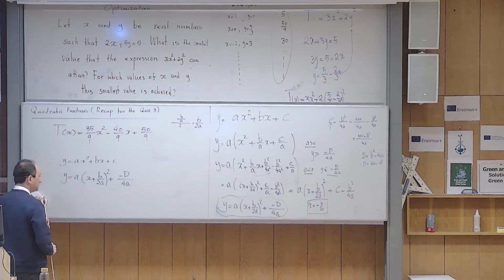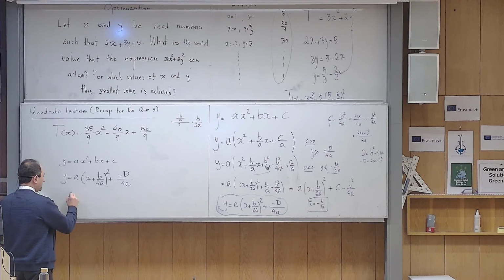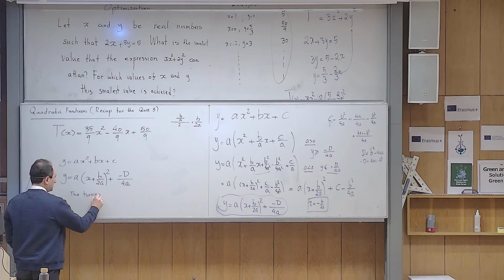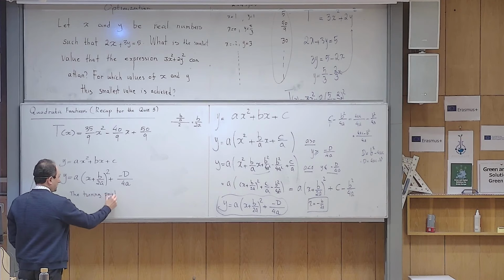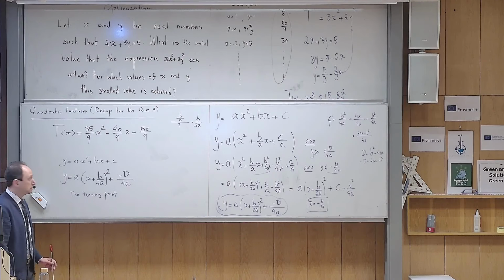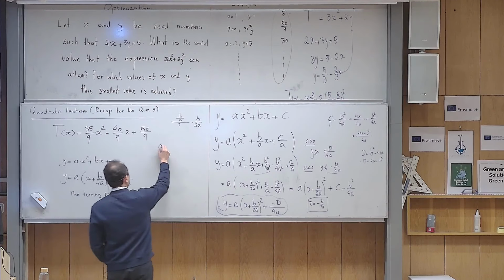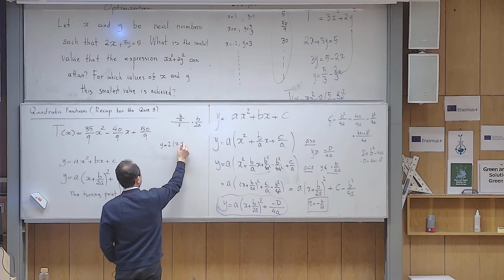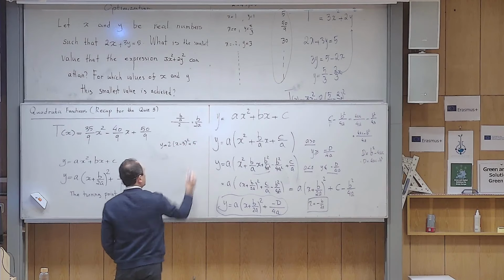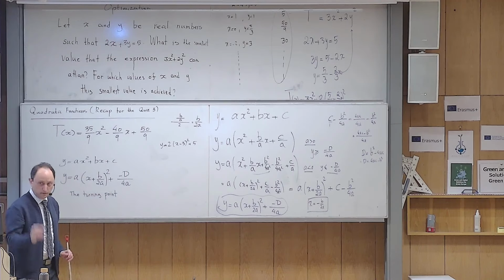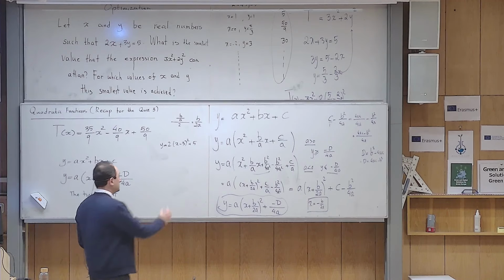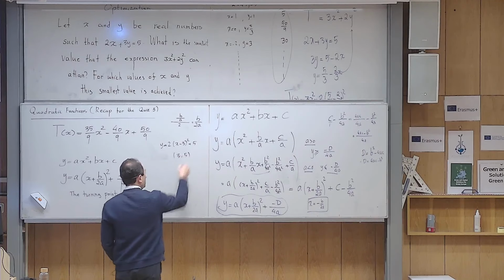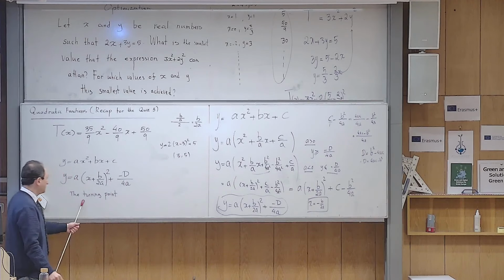If I ask you the turning point, can you answer? What is the turning point? So let me write this question here. Y equals 2x minus 3 to power 2 plus 5. What is the turning point? Yes, this is the turning point. So what's the turning point?